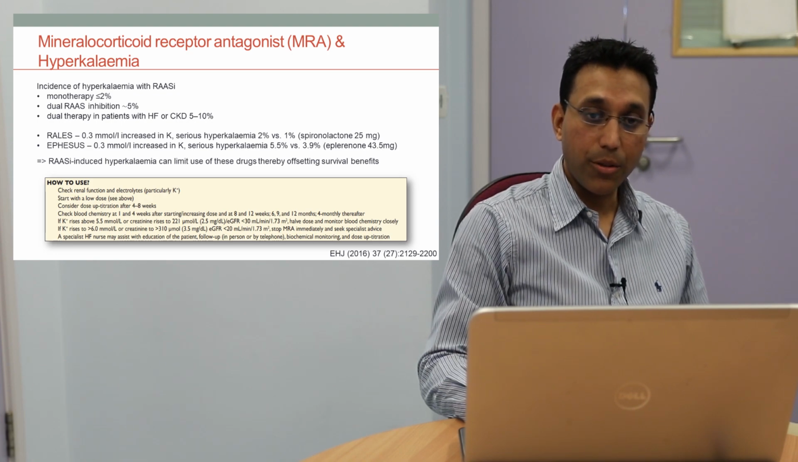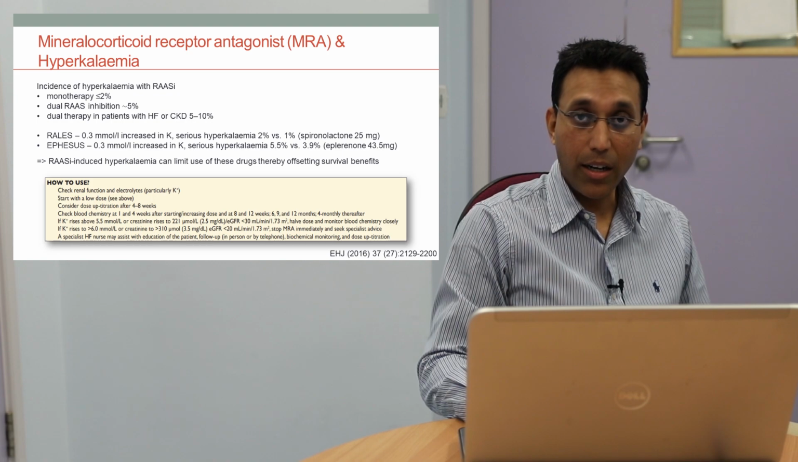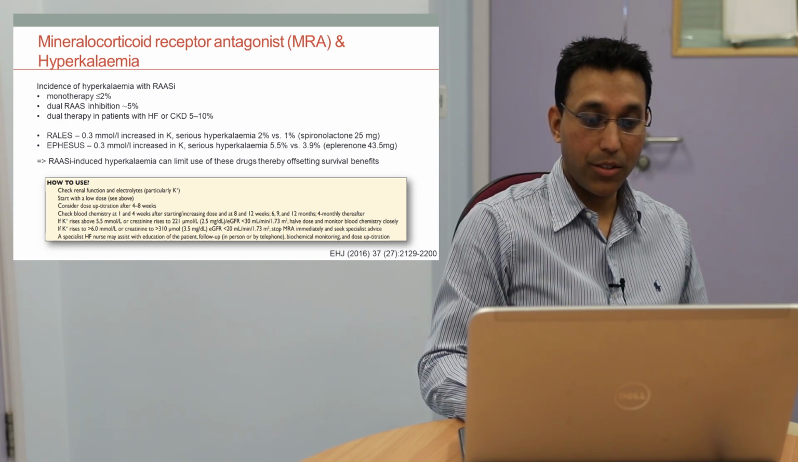If you look at a different cohort, in hypertensive patients without risk factors for hyperkalemia, the incidence of hyperkalemia with RASI monotherapy is less than 2%, and this increases to 5% with dual RAS inhibition and to 5 to 10% if dual therapy is given to patients with either heart failure or chronic kidney disease, and obviously even higher if they have both of these conditions.